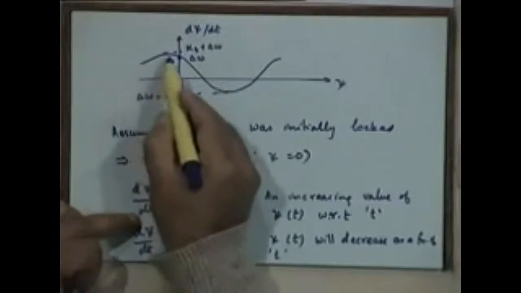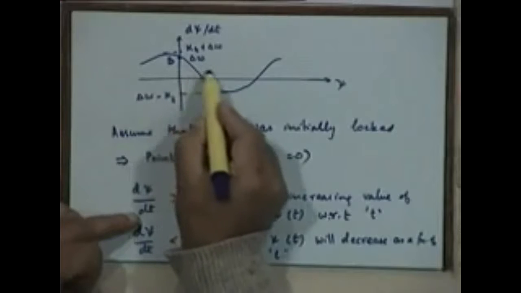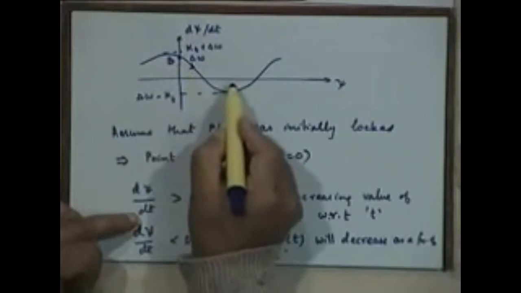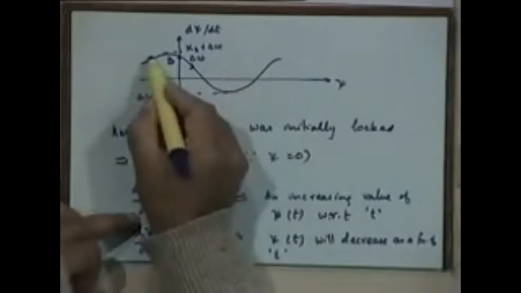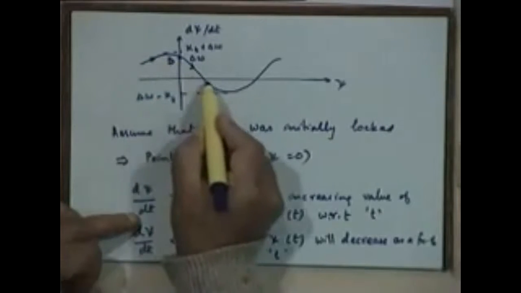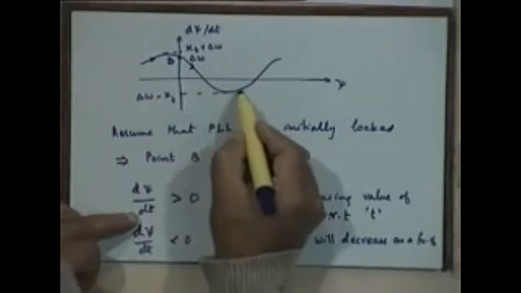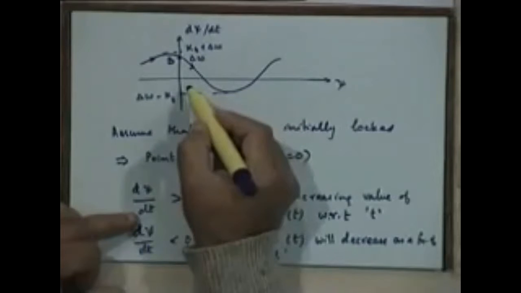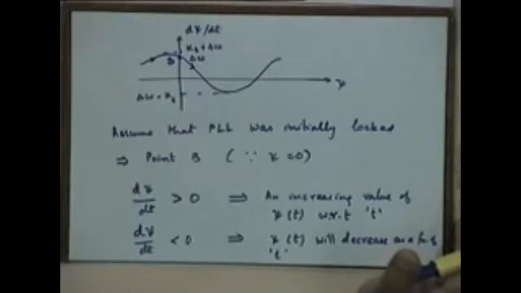But when d psi by dt is positive, that is you are in the positive half of this plane, the phase error will try to move to the right. You will move along the trajectory to the right, because the phase error has to increase as a function of time, right, no matter where you are. If you are in the positive side, you will keep moving to the right. If you are on the negative side, you will keep moving to the left along the trajectory. Are you with me on this?